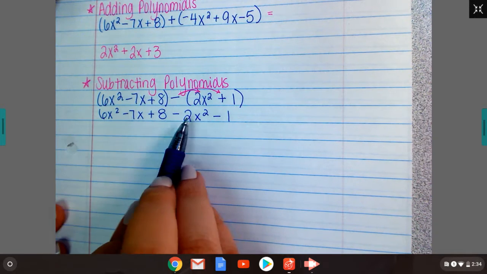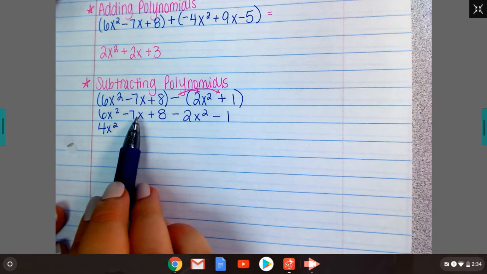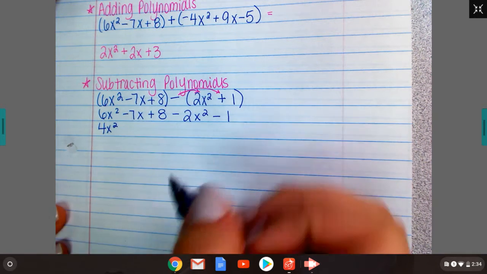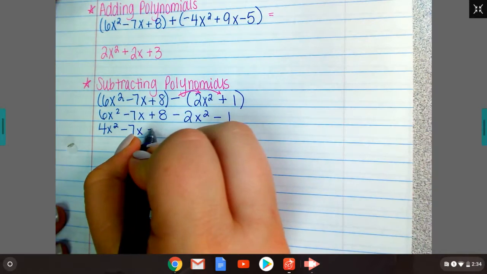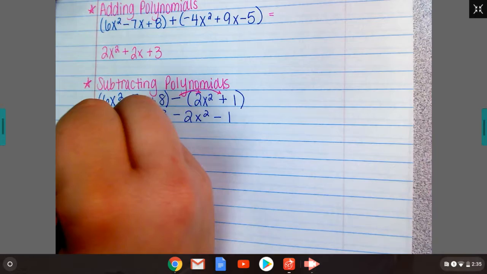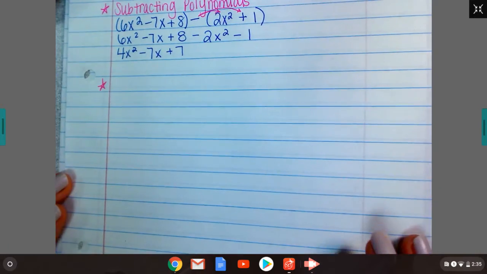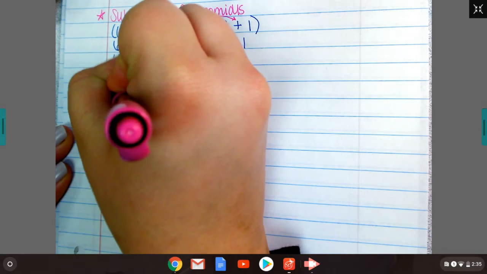So my 6x squared goes with my negative 2x squared to give me a 4x squared. My negative 7x has nothing to combine with, so it's going to drop down. And my 8 and my negative 1 become a 7. So all set there. Adding, subtracting, pretty straightforward. Just distribute if you have a negative and then combine like terms. So let's do a couple where there's multiply. I think that this is also a review, at least for the first one, but this will be multiplying.